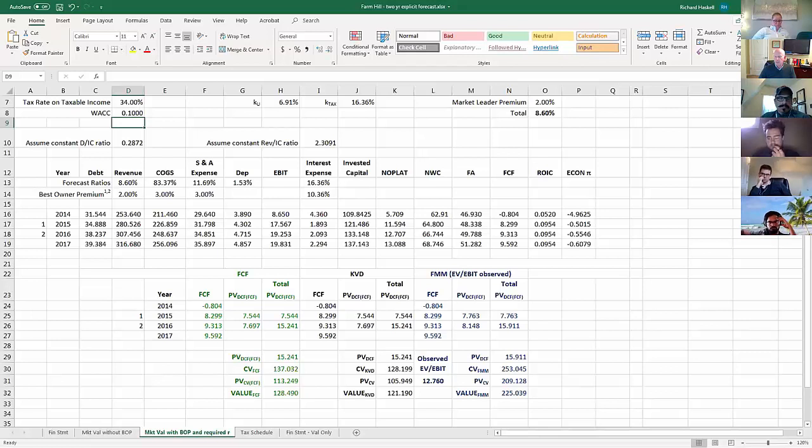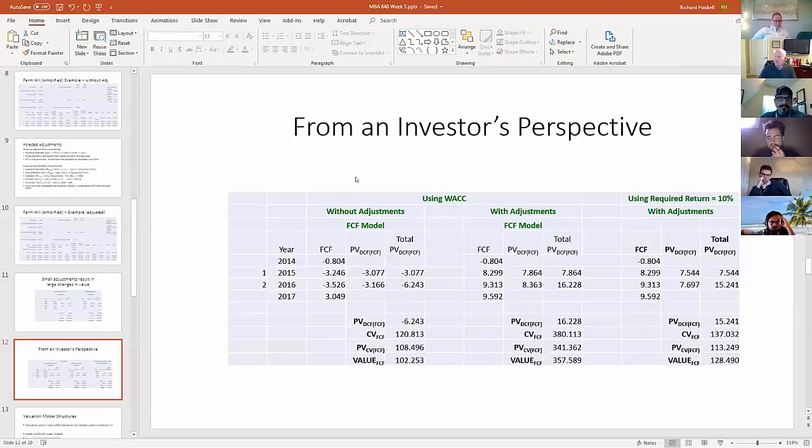We can talk about them. Here, in these first two, I'm using the free cash flow model. I'm using the company's WACC without adjustments and with adjustments. But here, I'm using my required return of 10% because I'm investing something more than simply my capital. And even with the adjustments, I'm now only at 128.5.